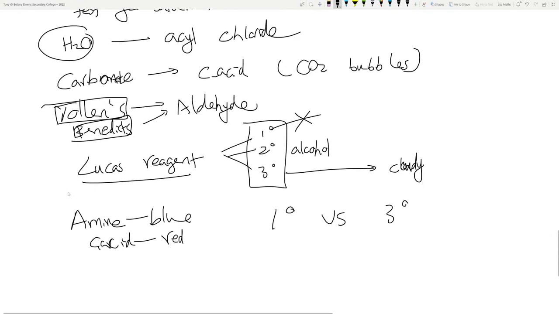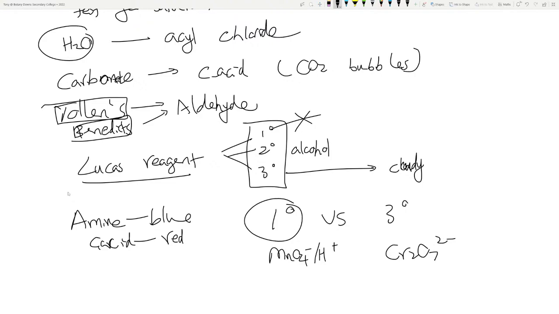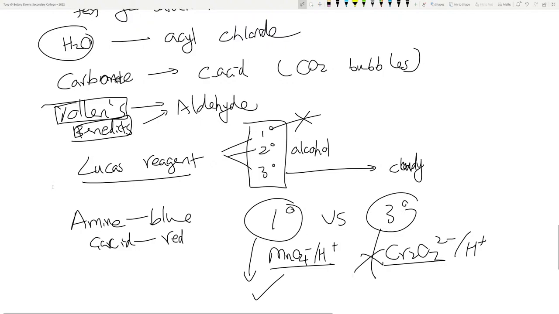In here, you can just use the permanganate or the dichromate, because what's going to happen here is that your primary alcohol will oxidize, yay. And you undergo a color change from purple to colorless or orange to green. But if you have a tertiary alcohol, nay, it's not going to oxidize. Okay. So same with the secondary alcohol. Tertiary alcohol is the only one that doesn't react.